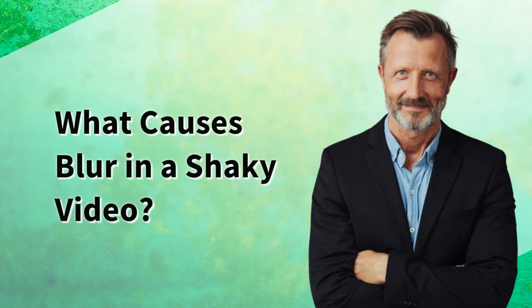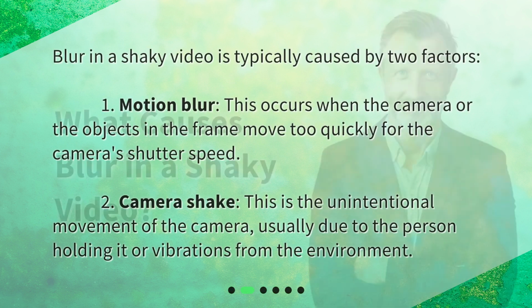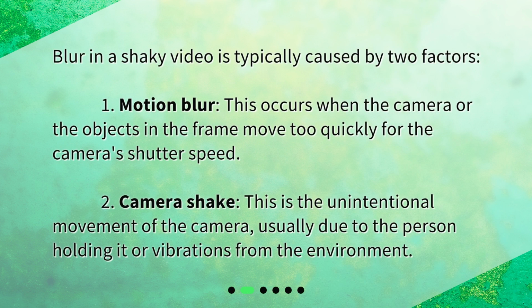What causes blur in a shaky video? Blur in a shaky video is typically caused by two factors. 1. Motion blur. This occurs when the camera or the objects in the frame move too quickly for the camera's shutter speed. 2. Camera shake. This is the unintentional movement of the camera, usually due to the person holding it or vibrations from the environment.